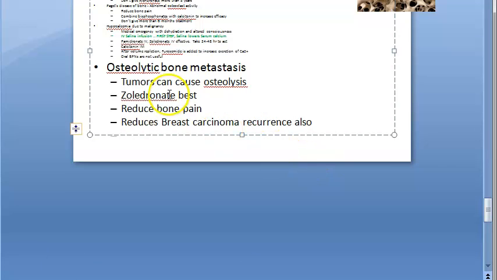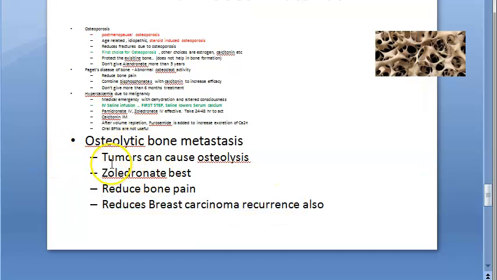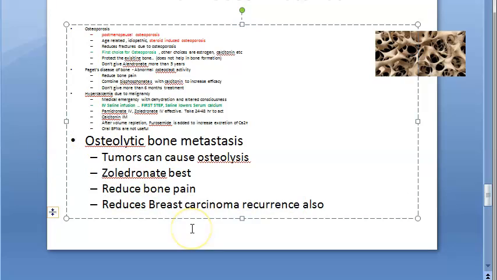Osteolytic bone metastasis means definitely some malignancy, right? Here the metastasis is going to the bone and destroying the bone. For tumors which cause osteolysis, you can protect by giving Zoledronate, for example. Zoledronate is the best. It will reduce bone pain, and it will even reduce carcinoma recurrence, which is really good. So any tumor that causes osteolysis, there you can give Zoledronate to stop this osteolysis.